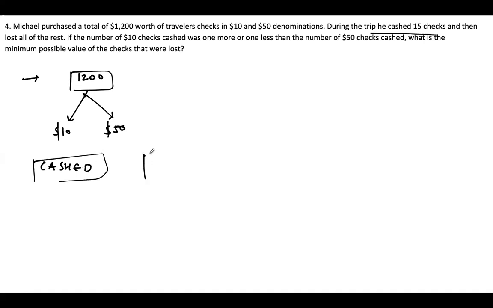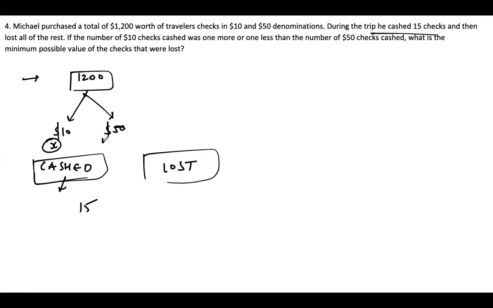Question number 4. Who's going to explain? Vivek. Yes, sir. Michael purchased a total of $1,200 worth of traveler's checks in $10 and $50 denominations. During the trip, he cashed 15 checks and then lost all of the rest. Just a sec. Cashed and lost. How many checks were there? We do not know. But he only cashed how many checks? 15 checks. Do you know how many $10 checks were there?